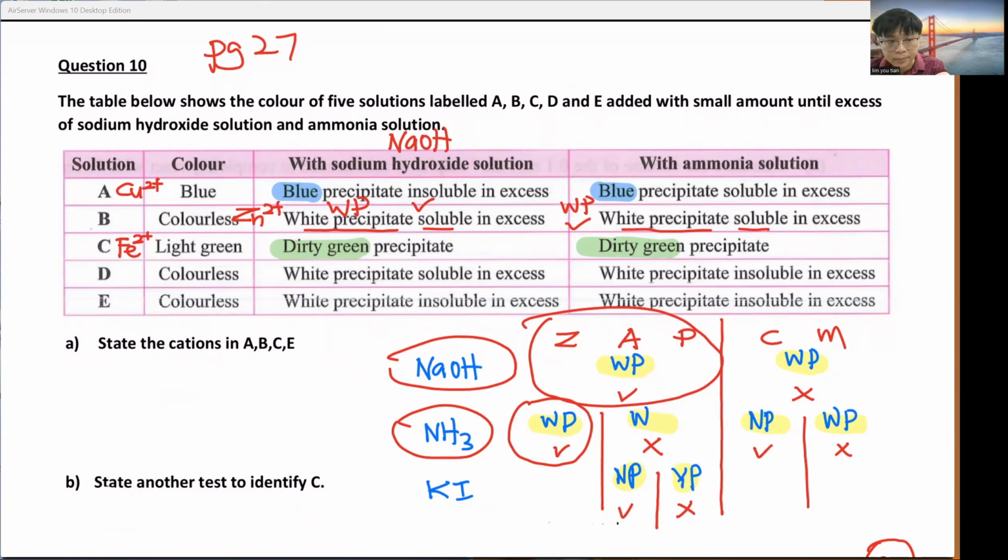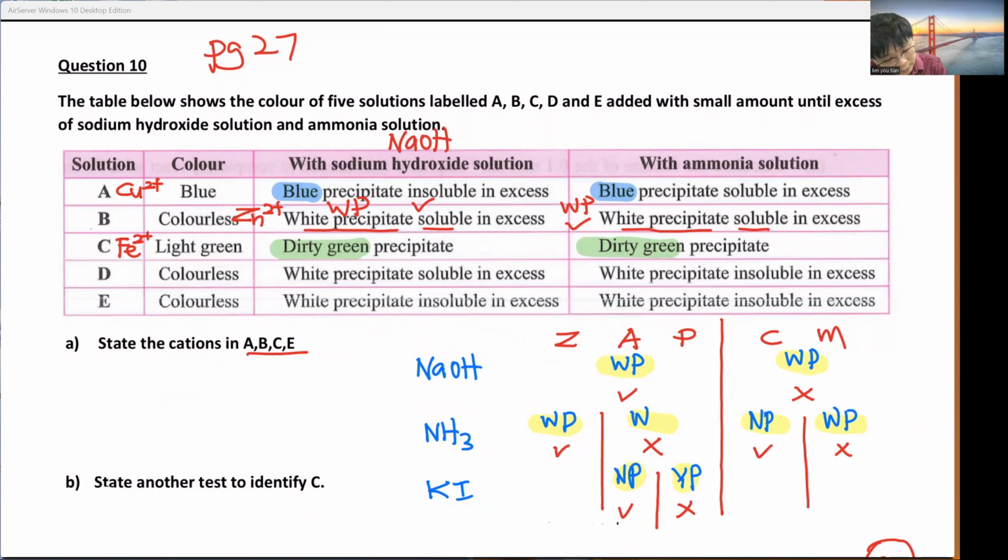Okay, now we check the next one. They ask us to find A, B, C, E. So you put D aside first. Okay, we go for the next one. Write off all this first. We'll try to find out the E.